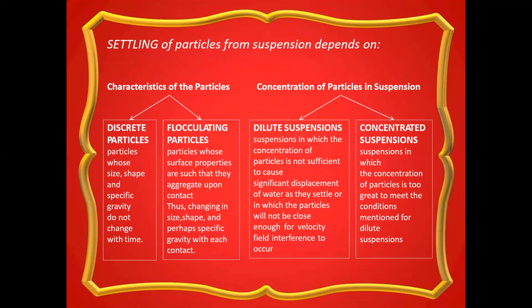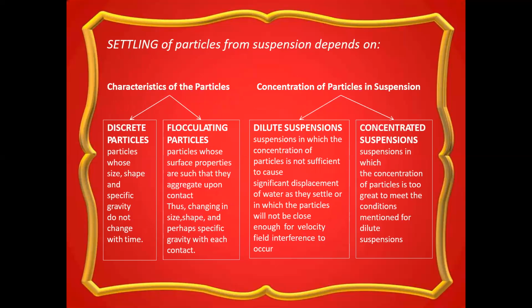There is a free board of 1 to 1.25 feet for circular and square tanks. Then settling of particles from suspension depends upon the characteristics of the particles and the concentration of the particles in the suspension. For characteristics of the particle, there are discrete particles whose size, shape, and specific gravity do not change with time. And then flocculating particles, whose surface properties are such that they aggregate upon contact and thus change in size, shape, and perhaps specific gravity with each contact.